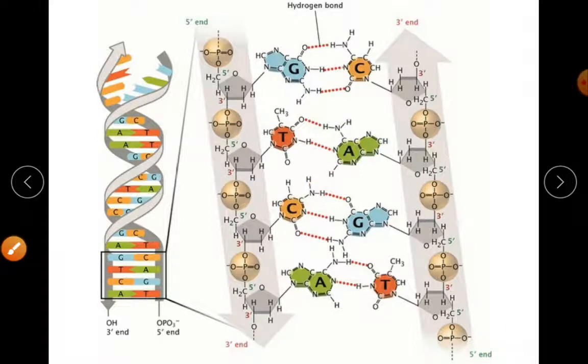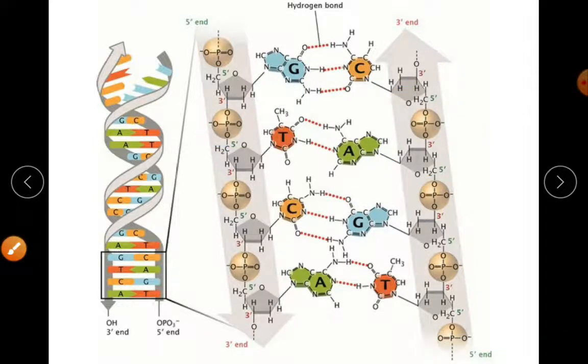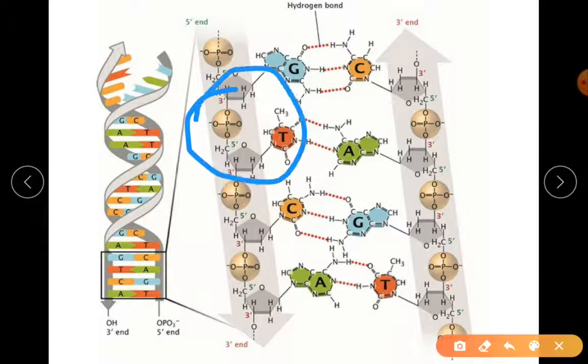So I won't delay much. Here you can see clearly the phosphodiester bond. One ester is here, another ester is here, and phosphorus in between. So phosphate is in its ionic form. This is called, between the two nucleotides, the bond is phosphodiester.